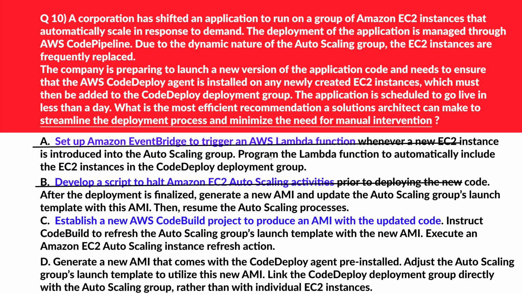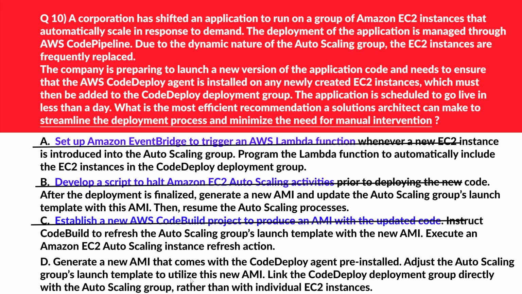Let's move to option C. C says create a new AWS CodeBuild project to produce an AMI with the updated code. Creating a new AWS CodeBuild project to create a new AMI and updating the auto-scaling group's launch template is a valid approach, but involves more steps and complexity compared to using a predefined AMI with the CodeDeploy agent already installed. So we'll reject this. We are left with option D.